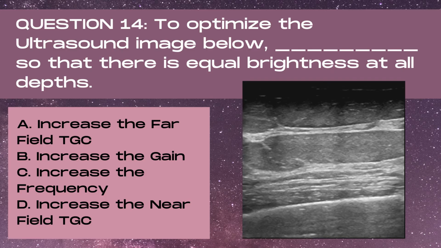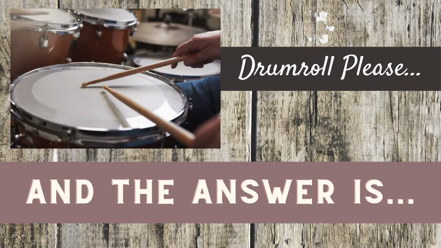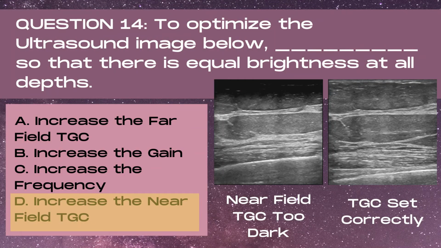Question 14. To optimize the ultrasound image below, blank so that there is equal brightness at all depths. A, increase the far field TGC. B, increase the gain. C, increase the frequency. Or D, increase the near field TGC. And the answer is D, increase the near field TGC.